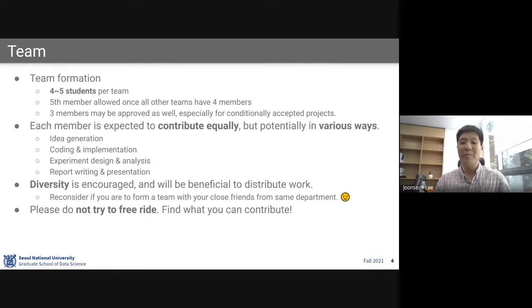So please do not try to free ride. Everyone is busy. Please understand that everyone is busy, not just you. And this is a really important part of this course.